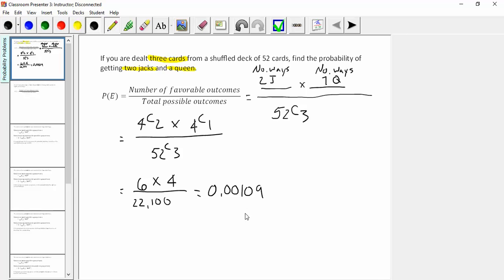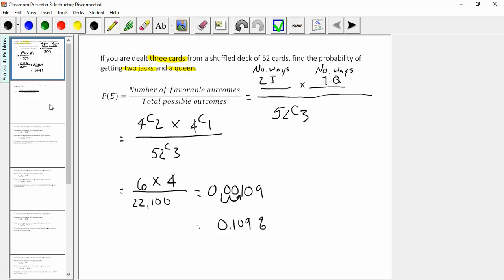And again, if you want to put that in percent, I don't recall which way our ME problems ask us to do it, but I'm going to go 2 decimal places to the right. That means that is 0.109%. Pretty low likelihood. We had 3 cards and the probability of getting 2 of the 3 jacks and then a queen. Yeah, that's pretty low probability.